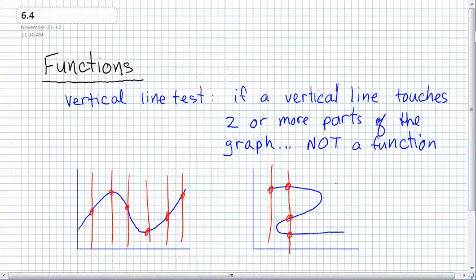Okay, well, enough about definitions. Let's look at function notation, which is going to look a little bit different than what you're probably used to, but it's nothing really tricky.